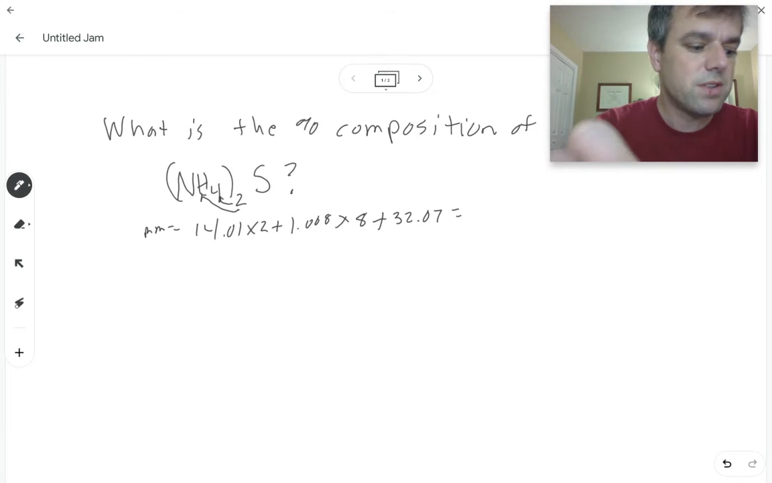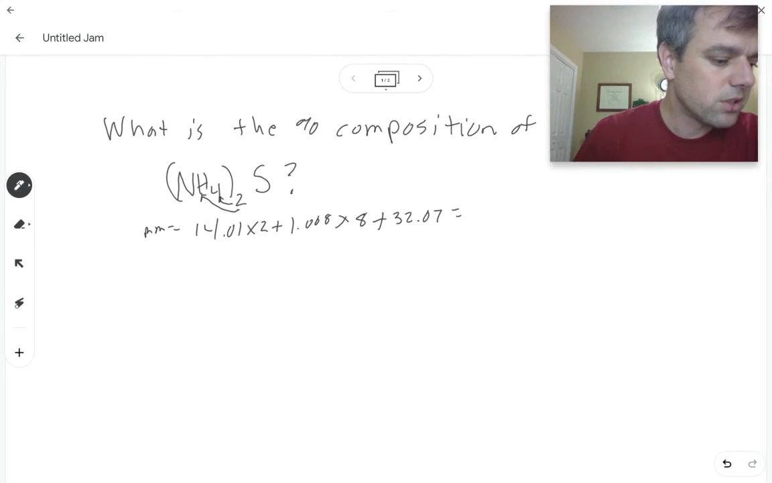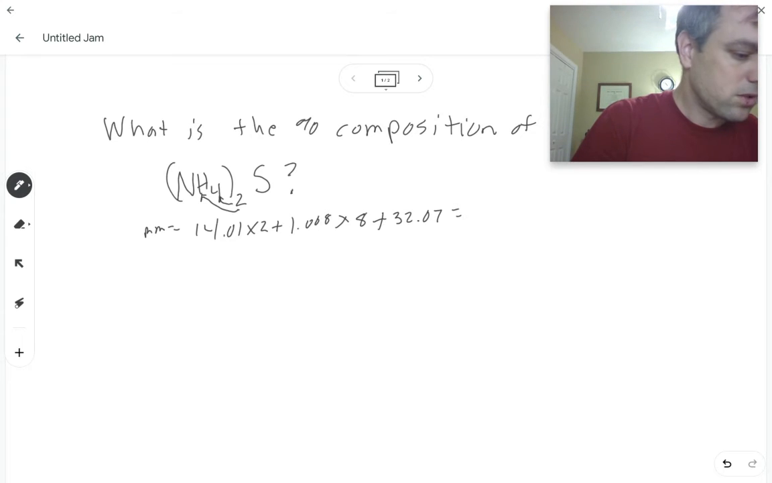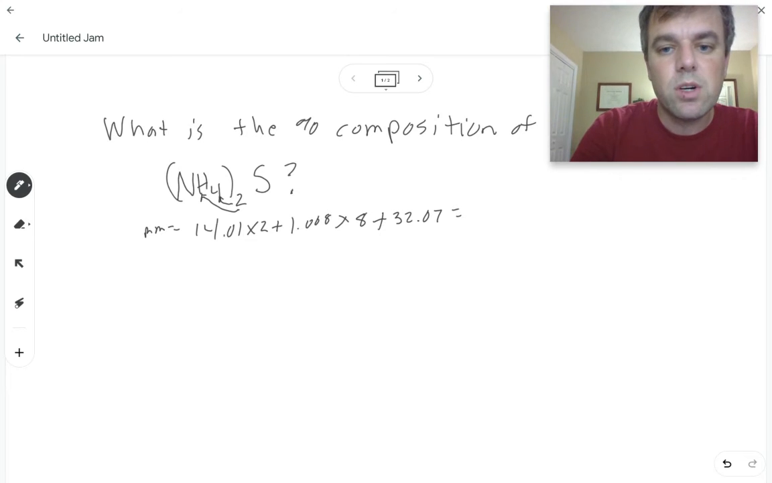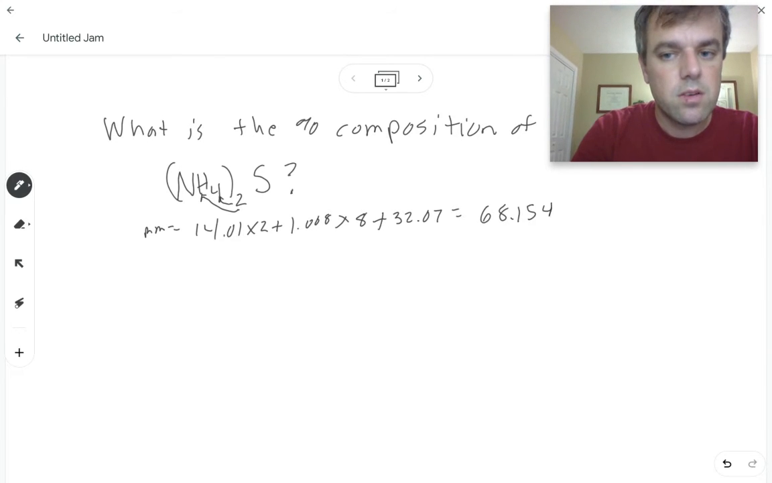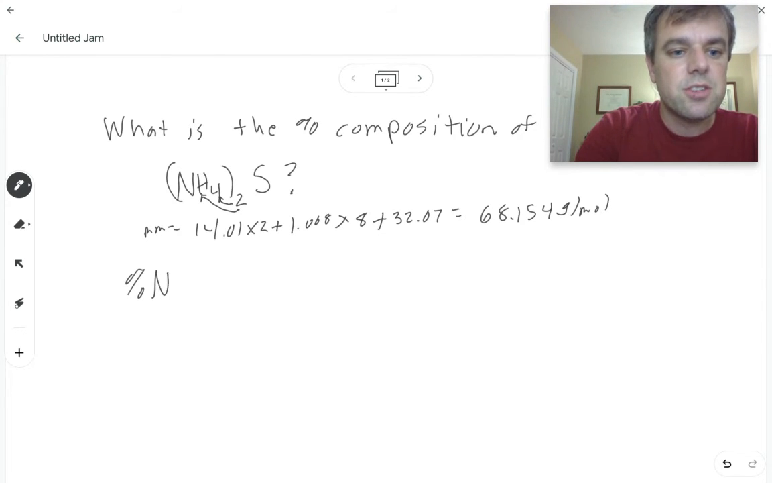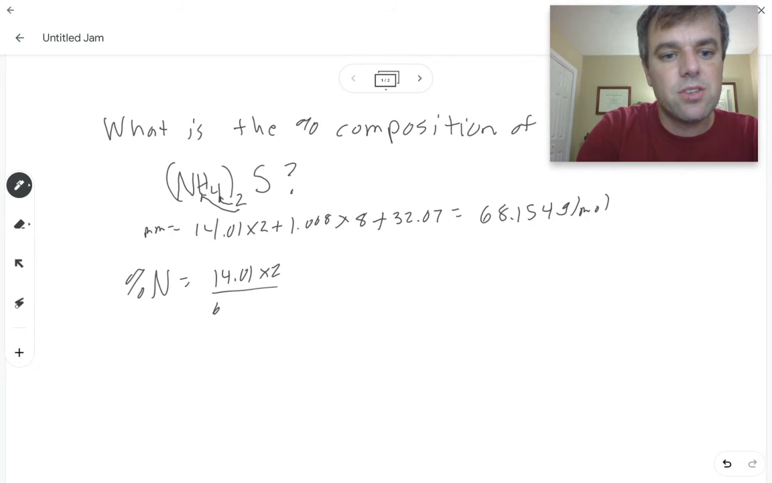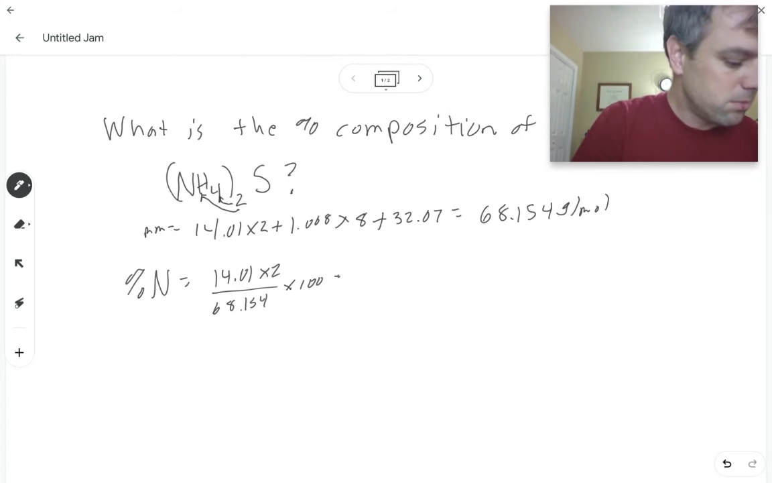And we get 159.0. Oh, let's see. Helps if I don't do typos in my calculator. We get 68.154 grams per mole. So then to find the percent nitrogen, we take the mass of nitrogen, 14.01 times 2 divided by 68.154 times 100.